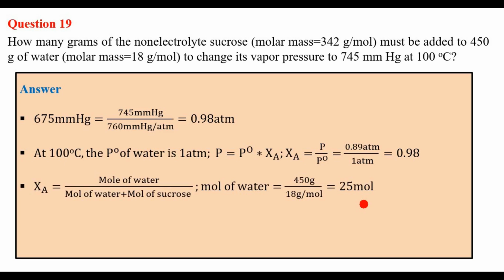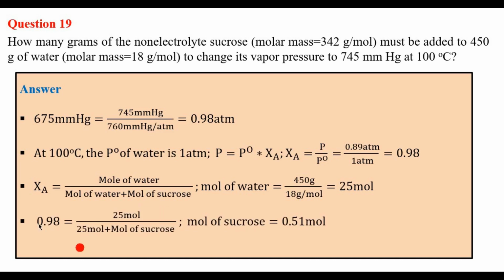After getting the mole fraction of the pure solvent, you know that the mole fraction of the solvent is equal to moles of water divided by the total moles, that means moles of water plus moles of sucrose. Then we know the moles of water. We can take the mass of water divided by the molar mass. After getting 25 moles of water, here also is the moles of water. XA, we have it. This is 0.98. Then we calculate the moles of sucrose, which is the moles of the solid. After getting the moles of solid, we can calculate the mass of the solid.